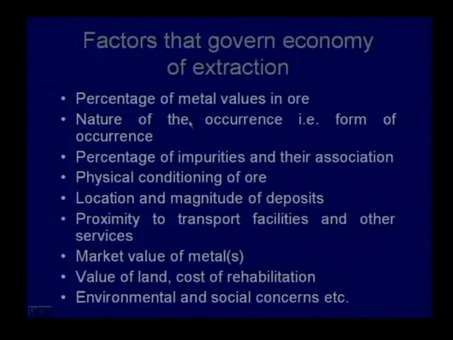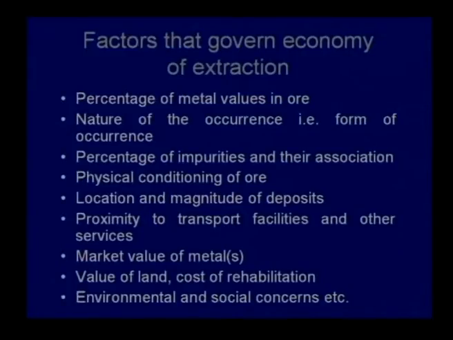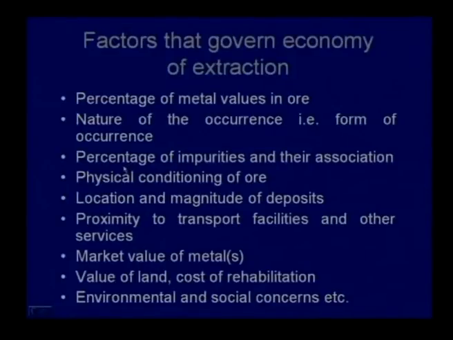Nature of the occurrence, that is form of occurrence. It may be high in a metal, but it may be so fixed with the other non-metals or gangue materials that it is very difficult to get it out of that ore. So, again we will not call it an ore unless the metal value is recoverable. That is related to percentage of impurities and their association.